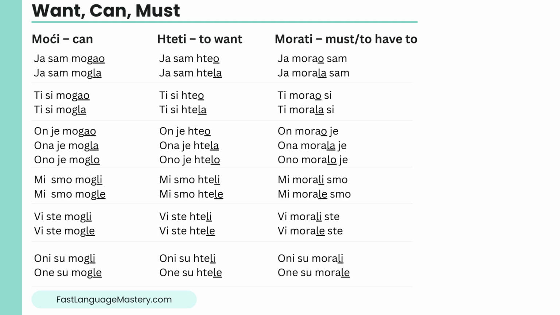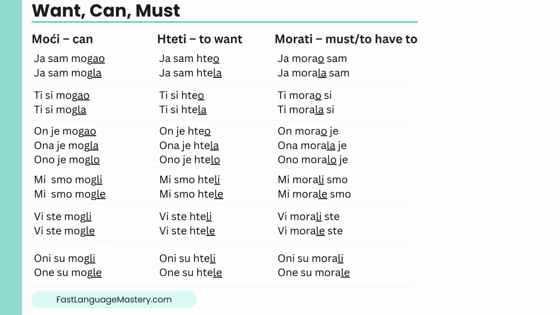On je hteo, he wanted. Ona je htela, she wanted. Ono je htelo, it wanted. Mi smo hteli, we wanted. Mi smo htele, we wanted. Vi ste hteli, vi ste htele. Oni su hteli, one su htele, they wanted. Okay? Morati, must or to have to.